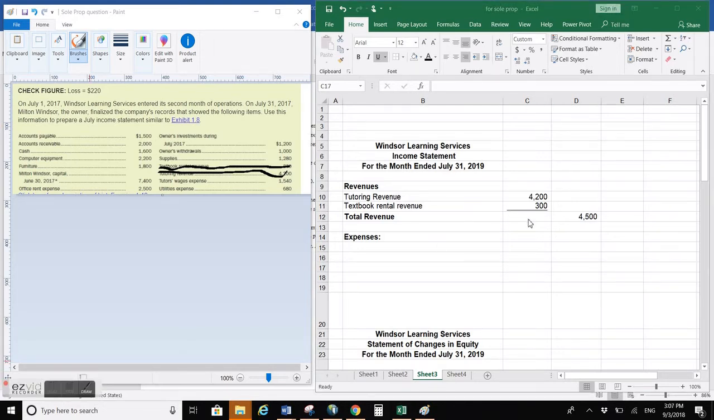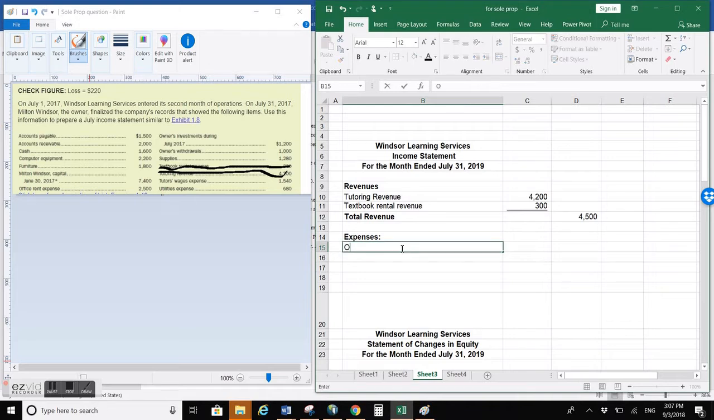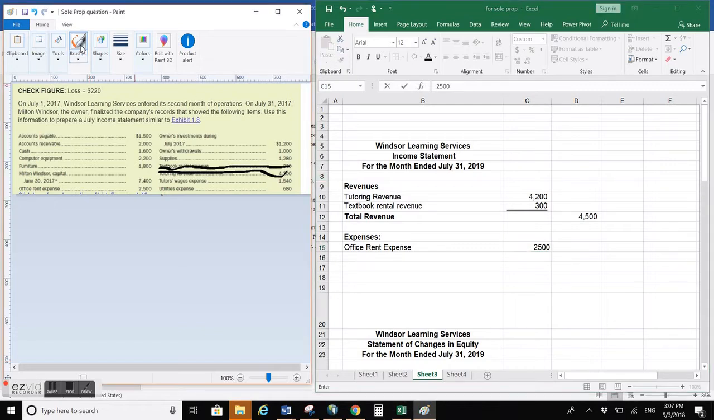Now we'll start grabbing our expenses, or the value of things used up while creating these revenues during the month. Notice that each time I take something from a question, I cross it out. This is very important because these numbers within the question will only be used once.